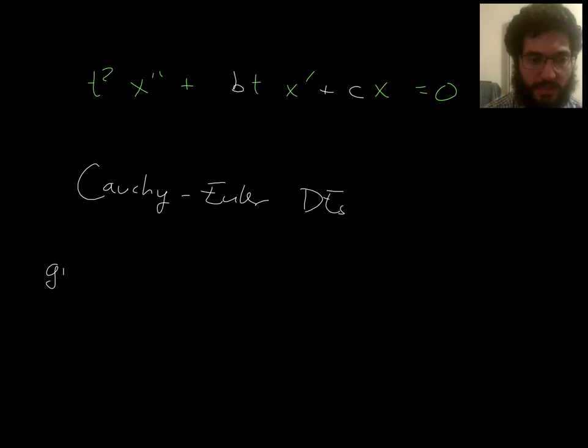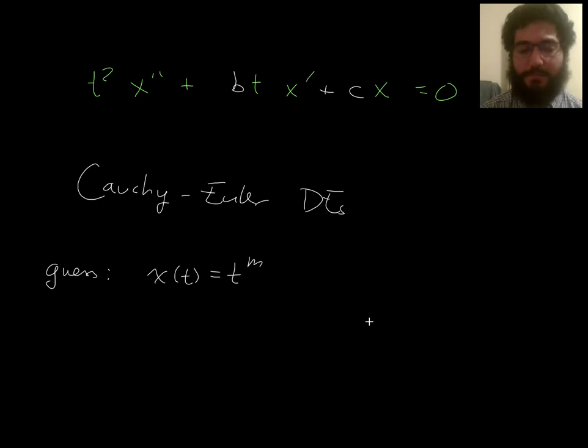And then what's the guess going to be? Not e to the lambda t. This time it's going to be t to the m. So guess x of t equals t to a power. And the power actually does not have to be an integer, but it could be. So it could be like t squared, but it could also be t to the 1/2. That would be square root of t. So that's going to be our guess. And we might even allow the power to be even more interesting than that.